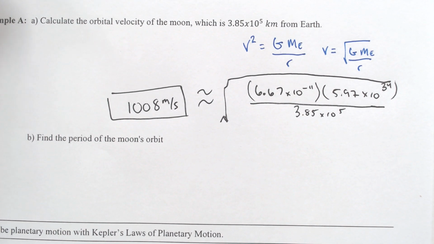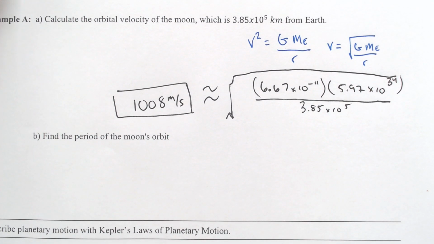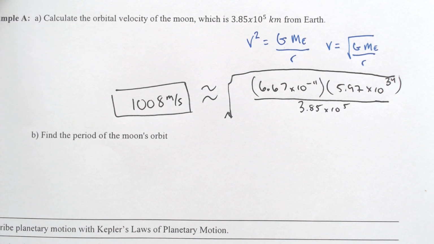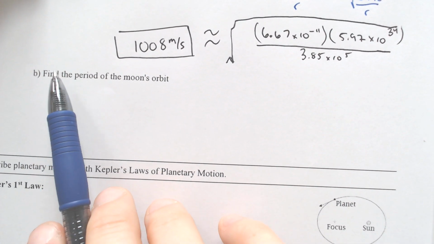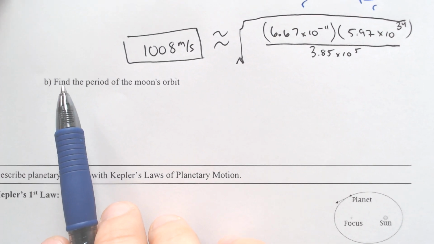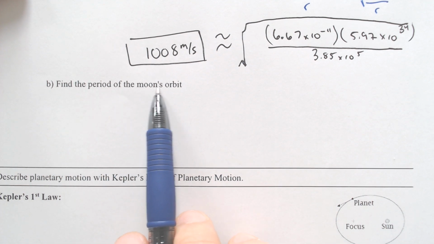Whew, that is a very fast-moving object. All right, 1,008 meters per second is about 500 miles an hour, I think. No, yeah. Hard to think of. Those are big numbers. Our brains weren't designed to think of numbers that big. Find the period of the moon's orbit.